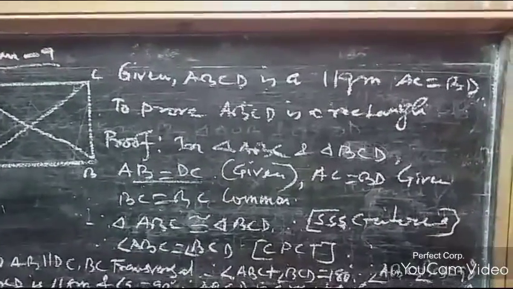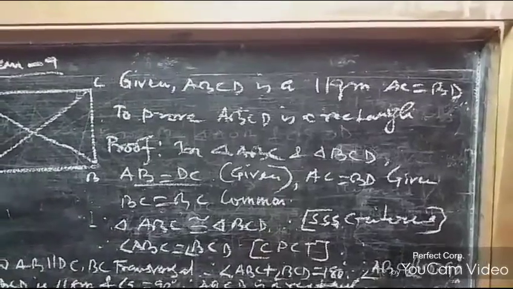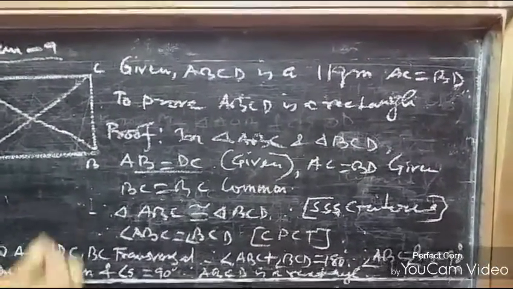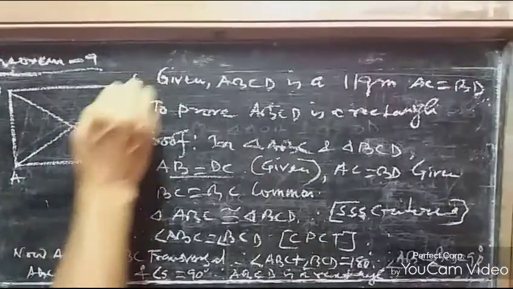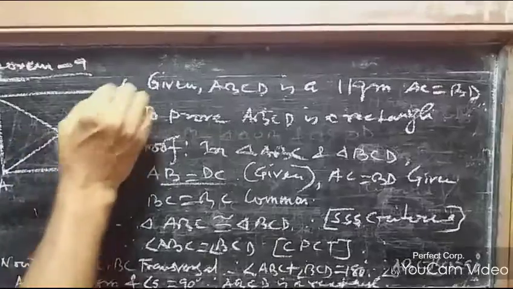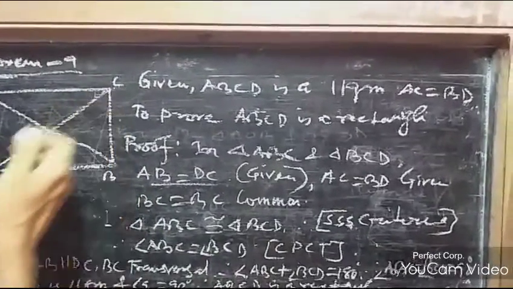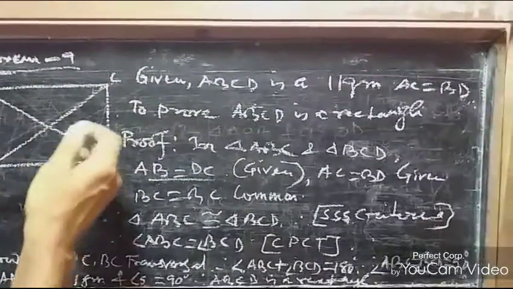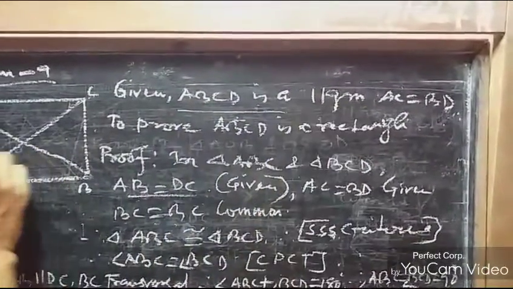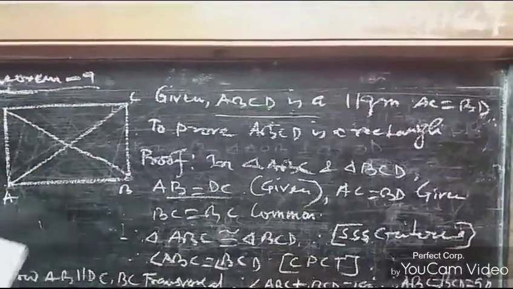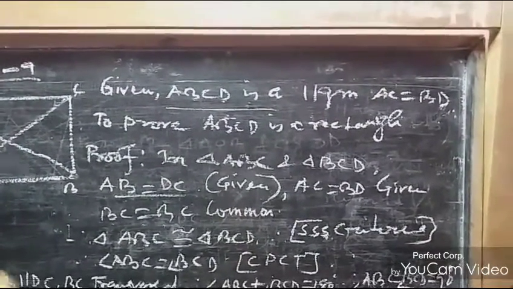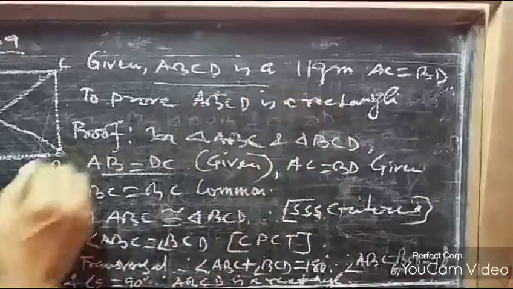Now this is the converse of theorem number 8. It asks: if the two diagonals of a parallelogram are equal, then it is a rectangle. Here the two diagonals are AC and BD. In the previous theorem we proved that the diagonals are equal; here the diagonals are equal and we need to prove that this is a rectangle. ABCD is a parallelogram, given.